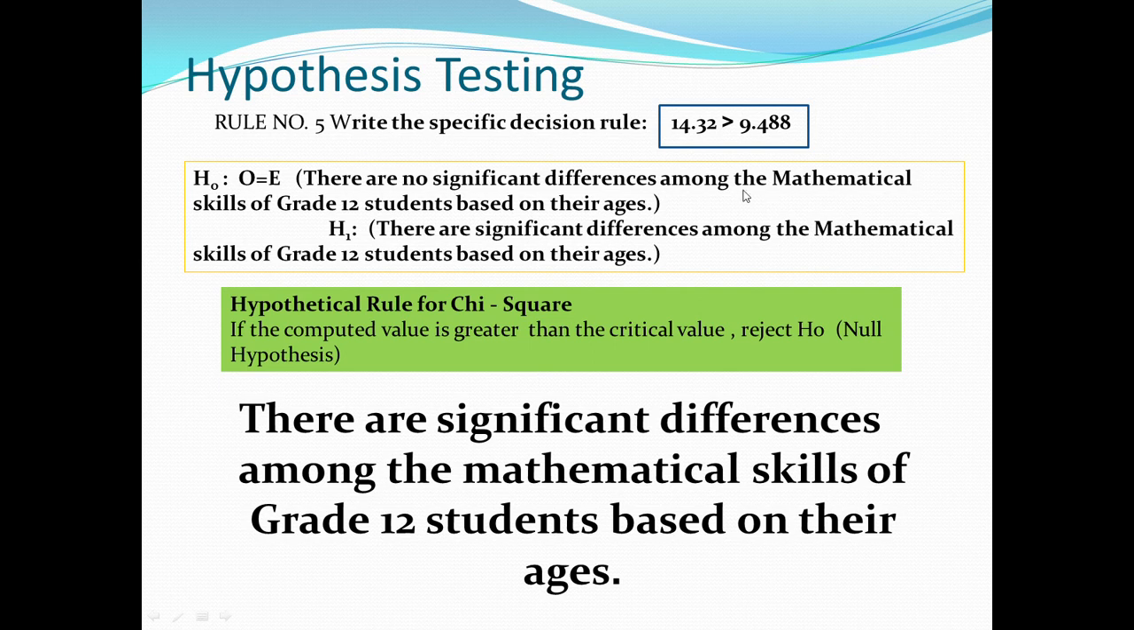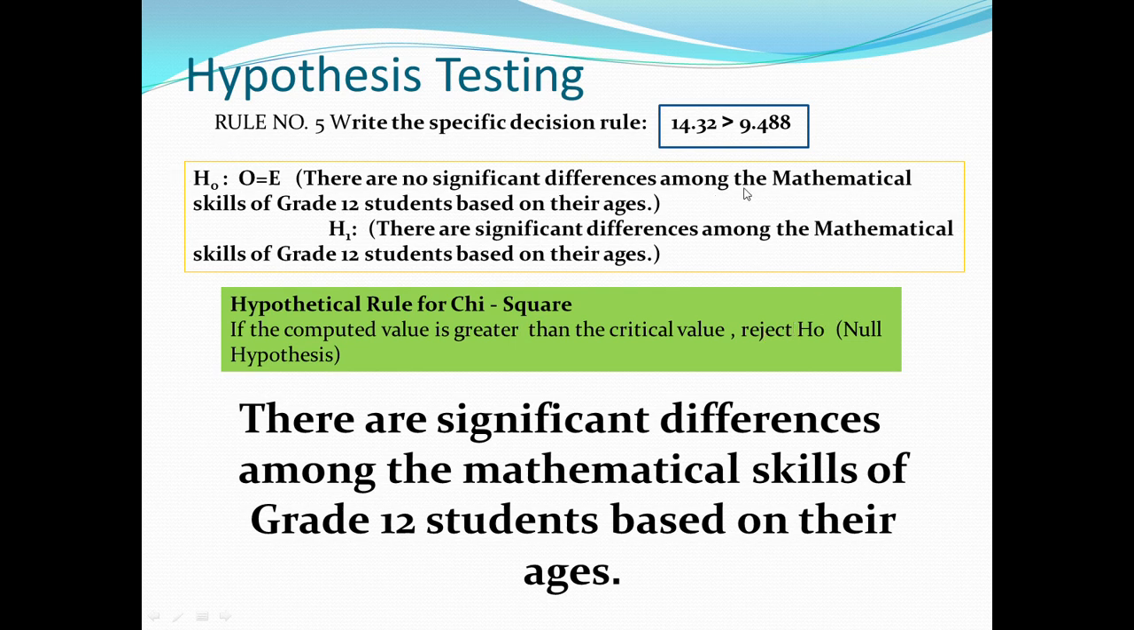Now, tingnan natin kung alin yung re-reject natin. So, alin din yung i-accept natin. So, ano ba yung rule? If the computed value is greater than the critical value, we have to reject the null hypothesis. Paano malalaman? Tingnan ulit natin to. Ito ang ating computed value. Ito ang ating critical value. So, 14.32 is greater than 9.488. Greater than daw. So, ito yung rule, if the computed value is greater than critical value, we have to reject yung null hypothesis.